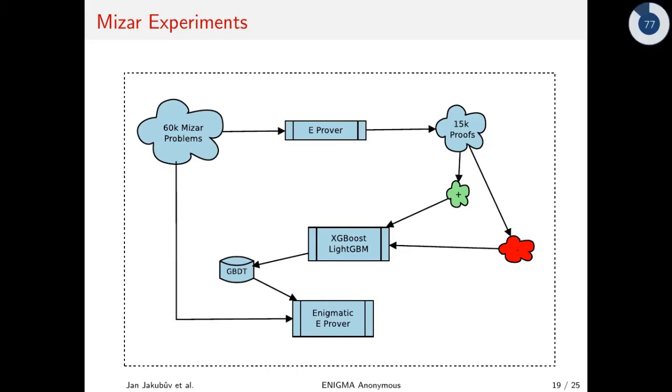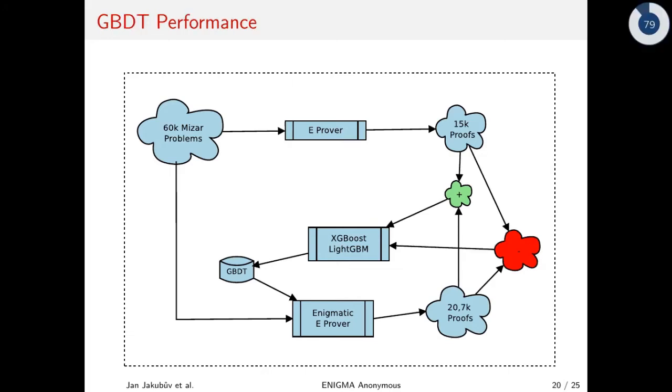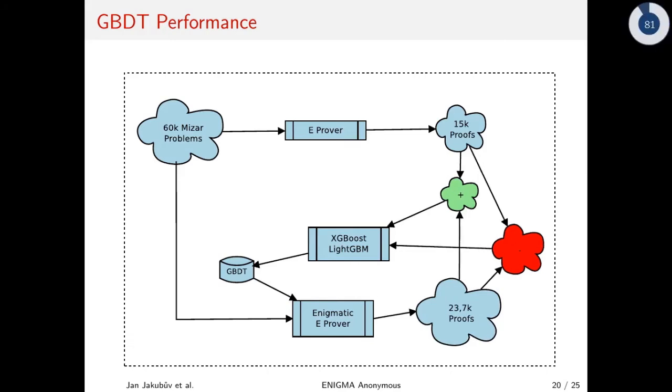We can use the enigmatic eProver to attack the Mizar problems, and we obtain 5,000 proofs more than before. These give us new training examples, and we build new models and solve 3,000 more problems. This process can be iterated, building new models from new training samples. We iterate this process 3 times.